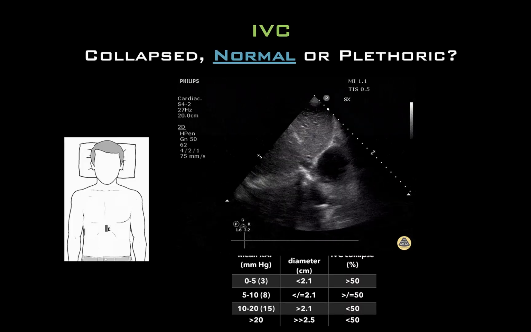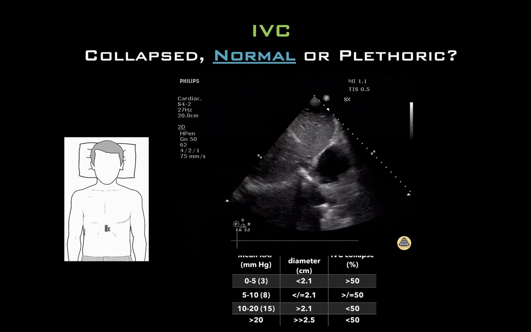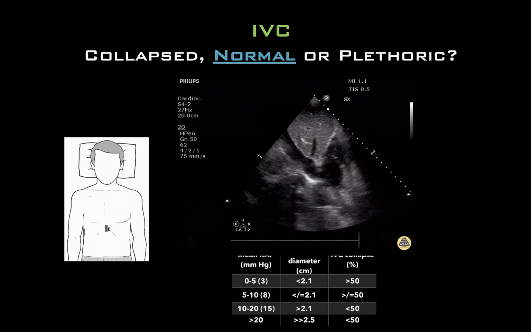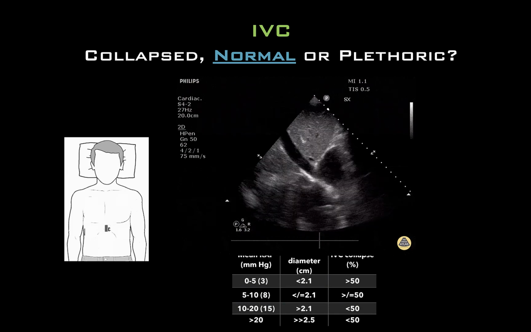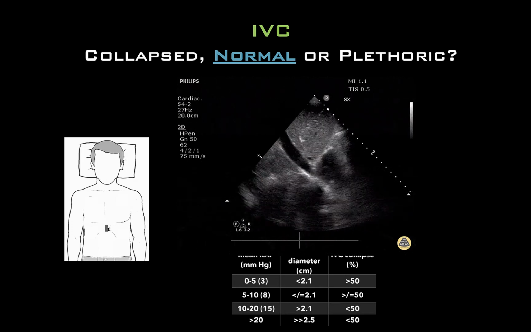There is evidence that evaluation of the IVC in terms of its size and collapsibility with the respiratory cycle can make suggestions about intravascular volume status. This view is acquired from the subcostal view. Remember to freeze your image and measure its size 2 cm distal from the RA. Then, use M mode for respirophasic collapsibility. Do this by measuring the minimal and maximal diameter as it varies with the respiratory cycle. The RUSH exam will try to characterize the IVC into normal, collapsed, or plethoric.